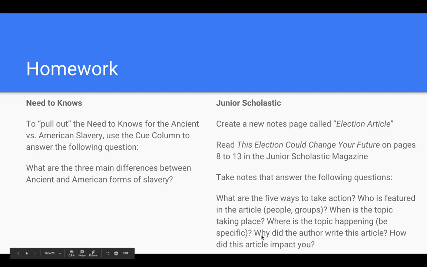And then you have uppercase E. Why did the author write this article? That's where you want to think deeply about why did the author sit down and actually write this article for you to consume as a reader. You can just give one reason for that, so one lowercase a. And then uppercase F, how did this article impact you? And there give one reason for how did it change you as a person after reading this article. You took in new information, therefore you are changed even if it's ever so slightly.